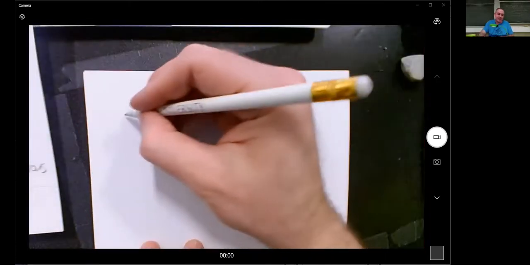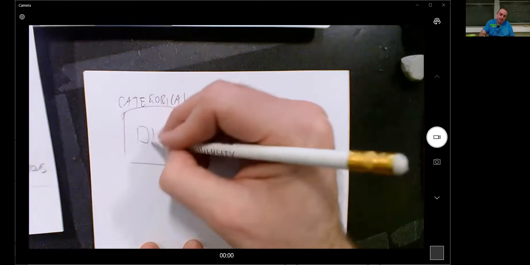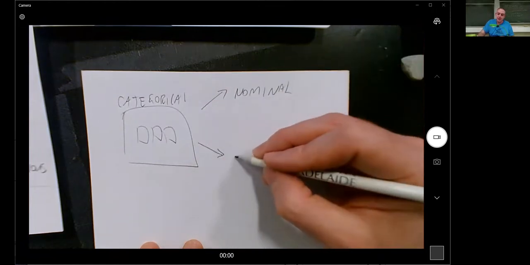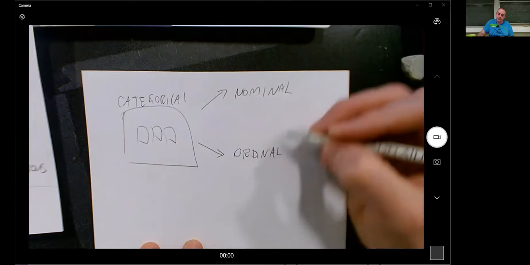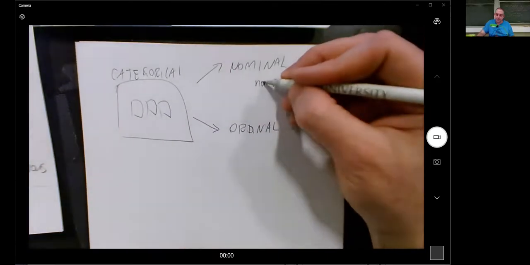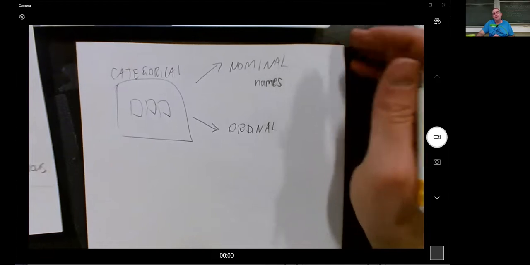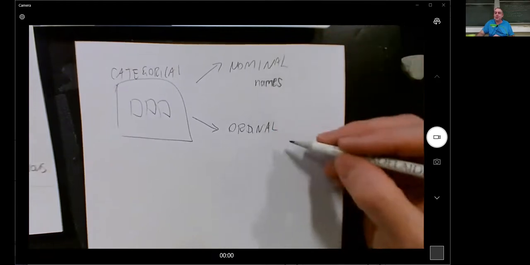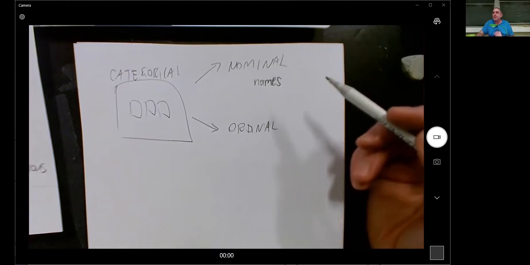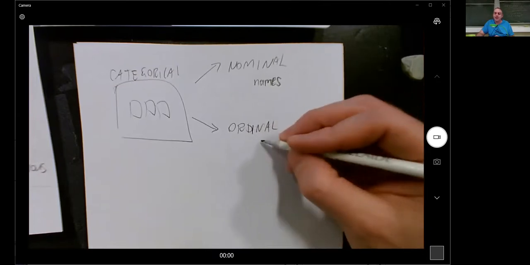And then categorical variables come in two flavors as well. Nominal and ordinal. Nominal things are names for things. That's what nominal actually means. It means referring to names, right, in a literal sense. Ordinal means referring to the order that things come in. And they're sort of like sizes or degrees.